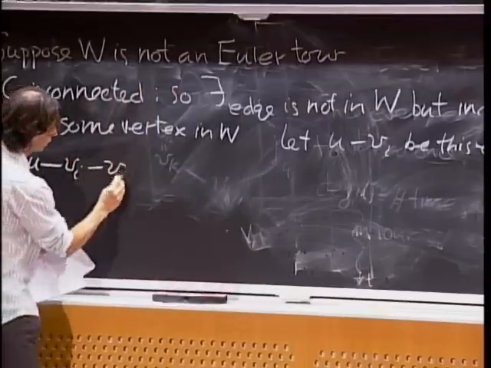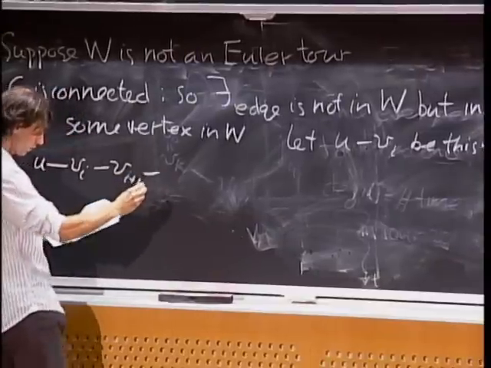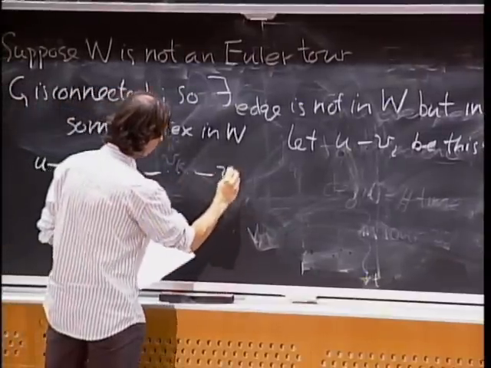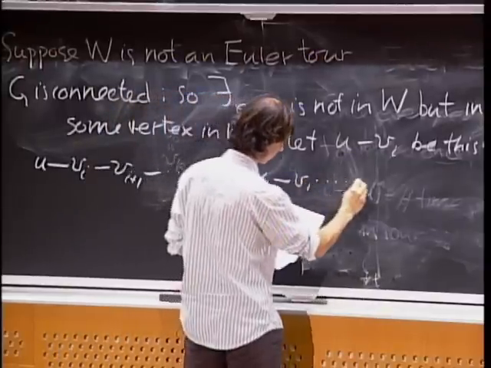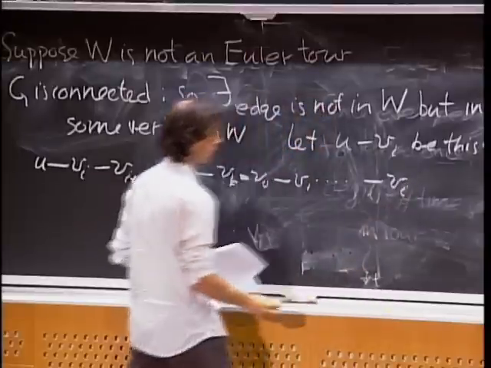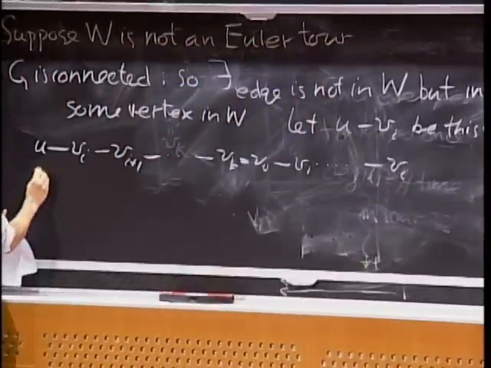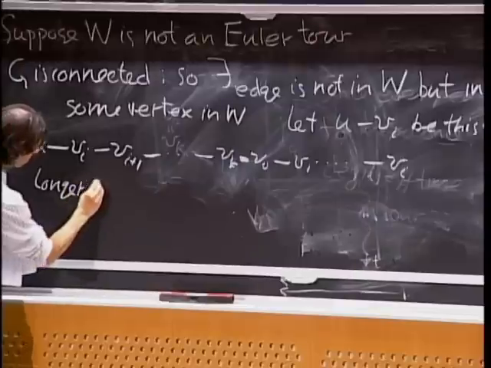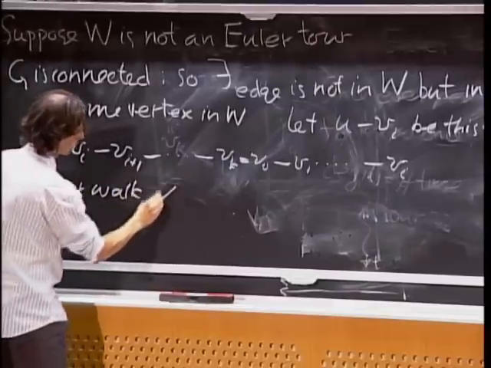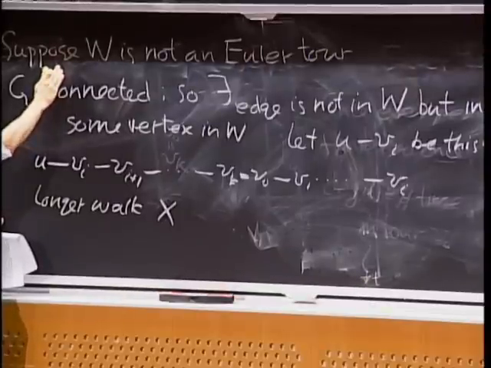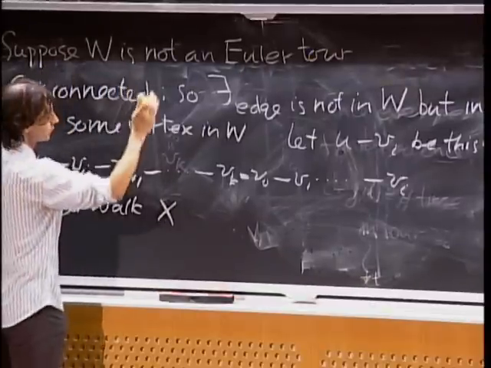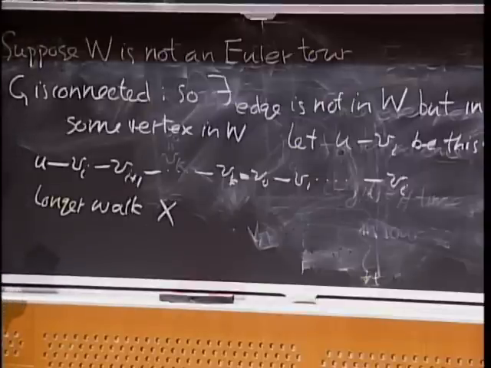So we go to Vi plus 1 and we go all the way up to Vk, which is equal to V0, and then we go up to V1 all the way up to Vi. This is a longer walk, and therefore we have a contradiction. And now the proof is finished, because that means that this assumption was wrong. So W actually is an Euler tour. So now we have shown the existence of an Euler tour, and that was the other direction of the theorem. Okay.